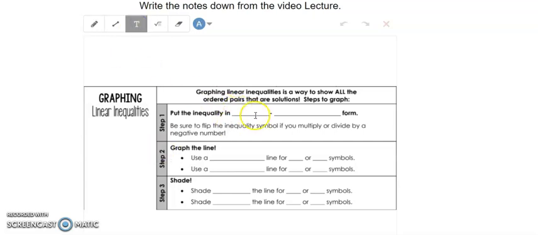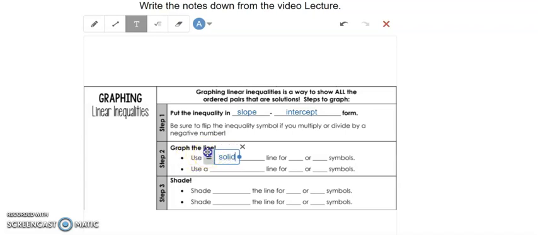So I'm going to use my text tool here, and I'm going to write slope-intercept form. And then it says, be sure to flip the inequality symbol if you multiply or divide by a negative number. Don't forget that. And then when we're graphing the lines, we're going to use a solid line.